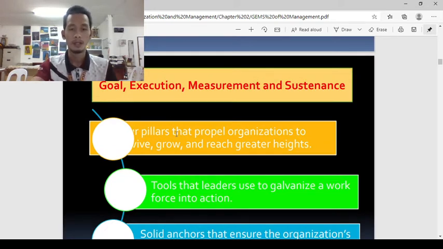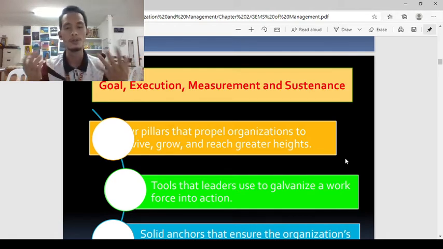Okay, goal, execution, measurement, sustenance. These are the four pillars that propel an organization to survive, grow, and reach greater heights. They're really important, this management cycle. In fact, they serve as the four pillars that propel an organization to survive, to grow, and reach greater heights.